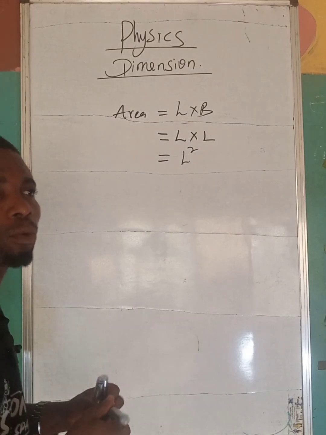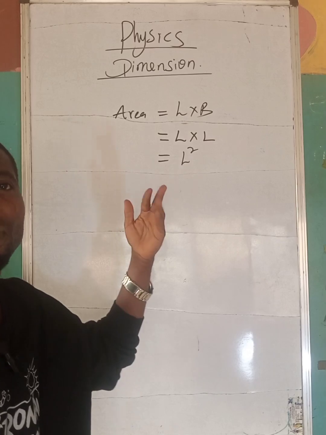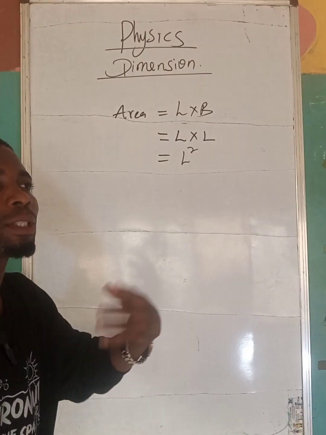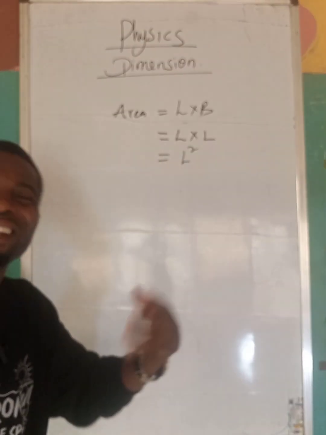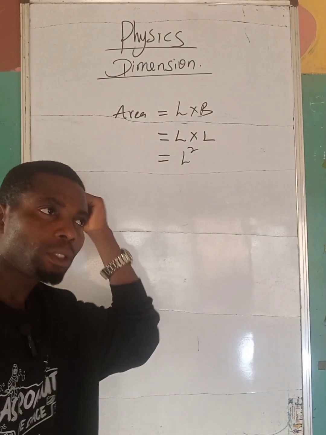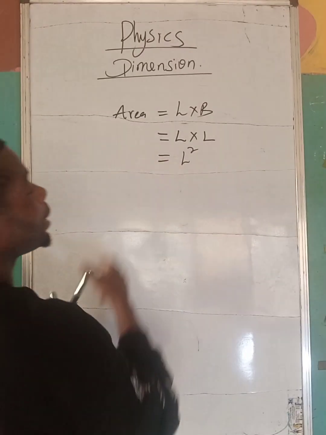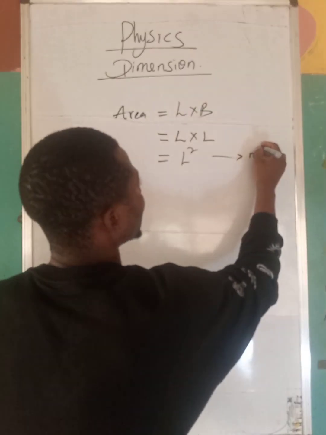If the question asks you what is the dimension of the area, the dimension is L squared. The dimension is just a method of representing the quantity with letters of the fundamentals. That's all. And the unit here is what? Remember, I said the unit of length is meter, and this is meter squared.